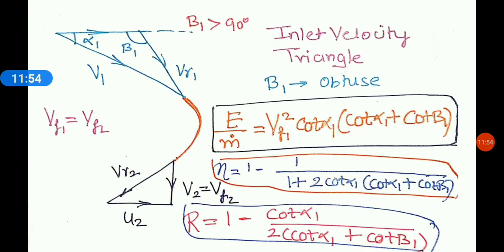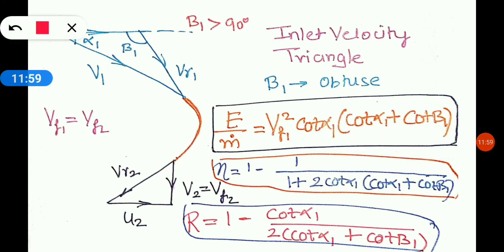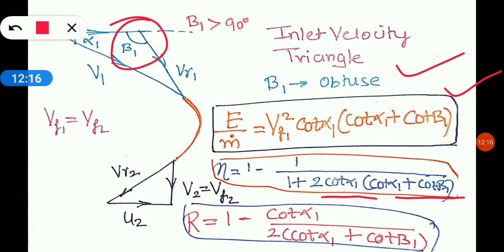Fine. So now we are just summarizing that if beta 1 is greater than 90 degree, beta 1 is obtuse, then E by M will be Vf1 square cot alpha 1 into (cot alpha 1 plus cot beta 1). Eta will be 1 minus 1 upon 1 plus 2 cot alpha 1 into (cot alpha 1 plus cot beta 1). And degree of reaction would be 1 minus cot alpha 1 upon 2 into (cot alpha 1 plus cot beta 1). So here again Vf1 and Vf2 are same. This is the major design constraint, right? So this is for beta 1 greater than 90 degree.